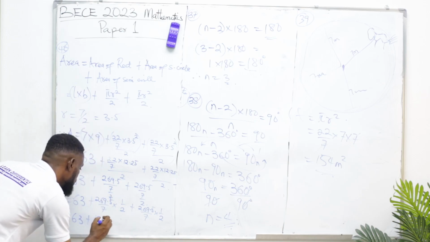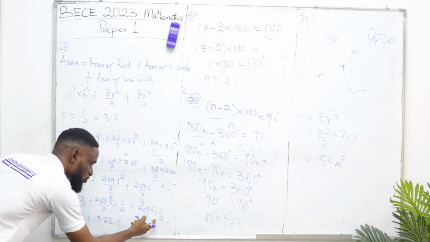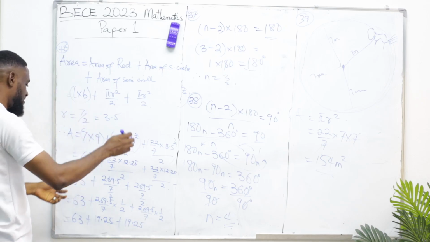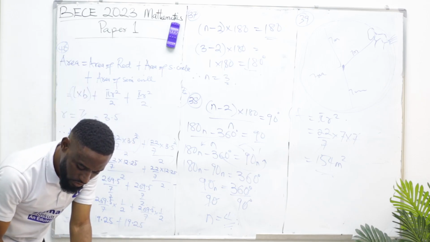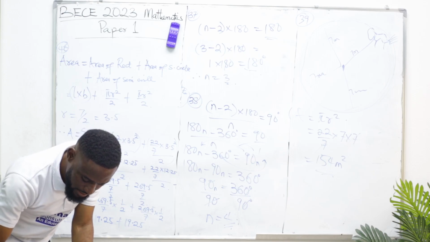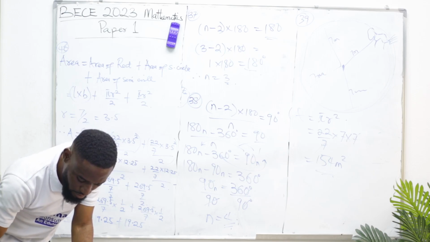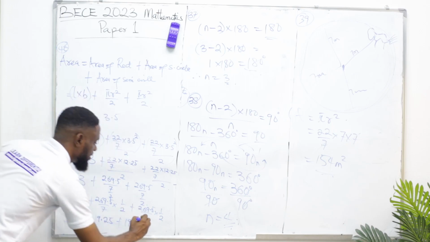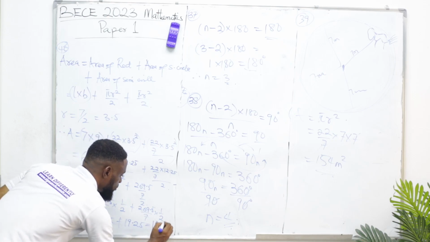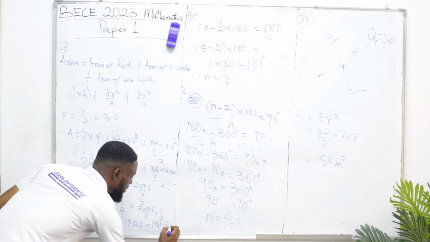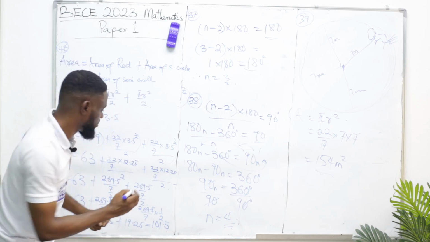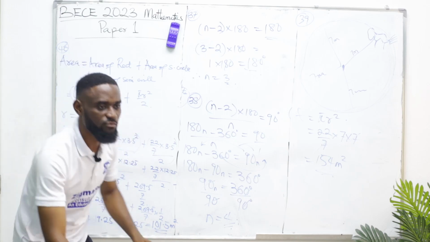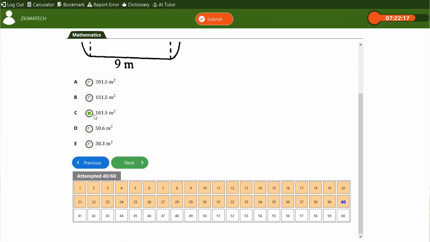So this is 19.25 plus this will also be 19.25. Is that okay now? So we're going to add everything. 19.25 plus 19.25 plus 63 gives us 101.5. So everything here gives us 101.5. Is the area in cm or meter square? Meter square. Answer. So 101.5, which is our option C, is the correct option there, right?